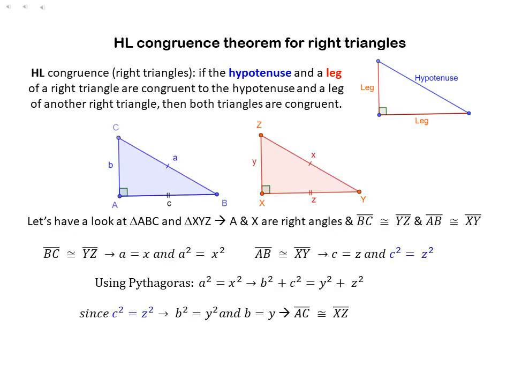Let's have a look at triangles ABC and XYZ. Using the Pythagorean theorem, the length of the remaining leg can be calculated and has the same value for both triangles. That means that all three sides are congruent, so basically, the HL theorem for right triangles is similar to the SSS theorem that is valid for all triangles.